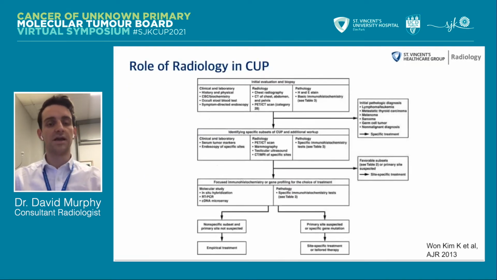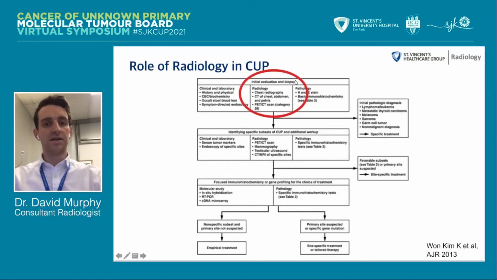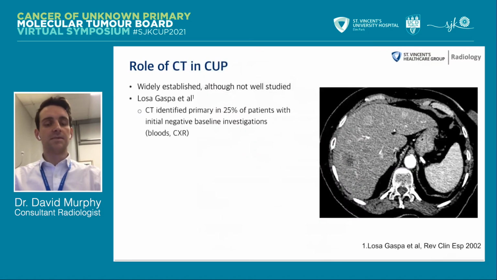So, the role of radiology in the workup of patients with cancer of unknown primary: radiology plays a key role in both the initial evaluation of disease extent and obtaining tissue samples, and then in identifying certain subsets that may require further additional workup. CT is the first line investigation, although it hasn't been particularly well studied, partially because it's been around for so long. This is a study from the early stage of multi-detector CT, which showed that a CT abdomen and pelvis identified a primary site in about 25% of patients who had metastatic disease, but a negative primary on initial baseline investigations.